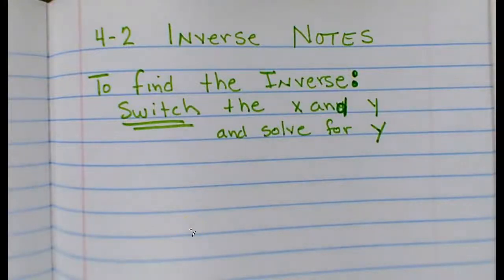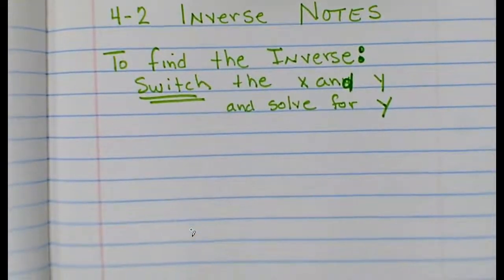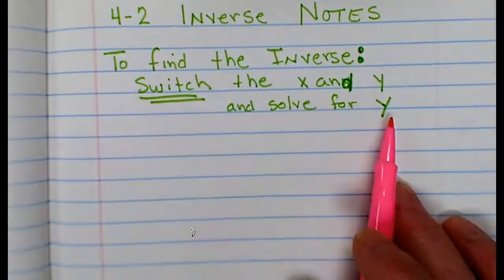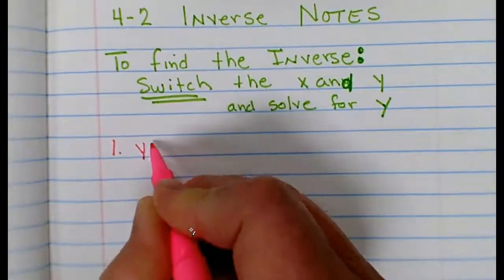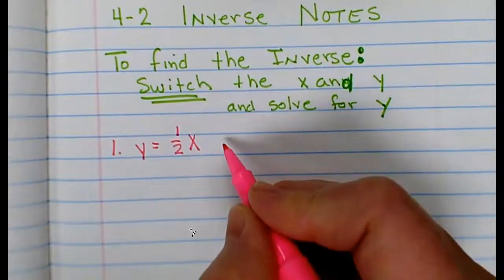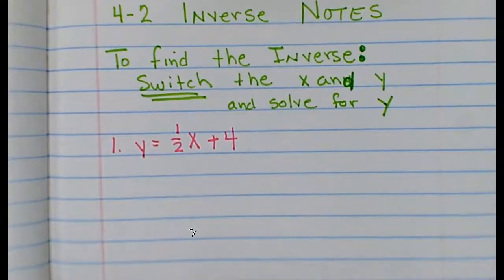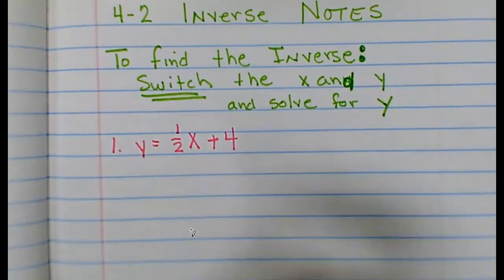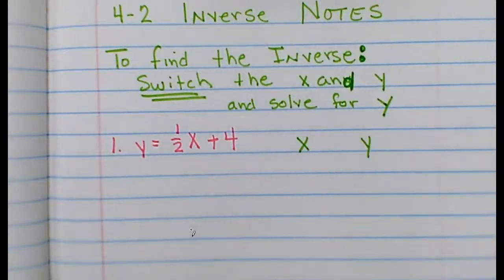To find an inverse, it doesn't matter what the equation is. To find the inverse, you switch the x and y and solve for y. So my first example is a linear equation. Do you recognize that as good old y equals mx plus b form? So I'm going to switch the x and the y.